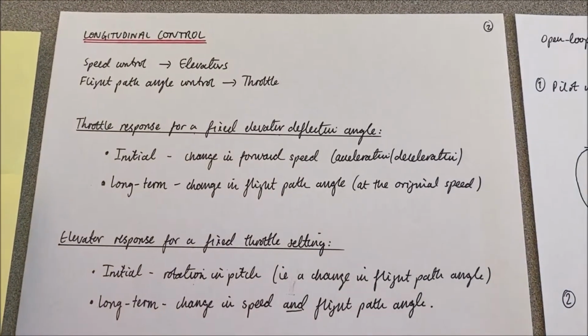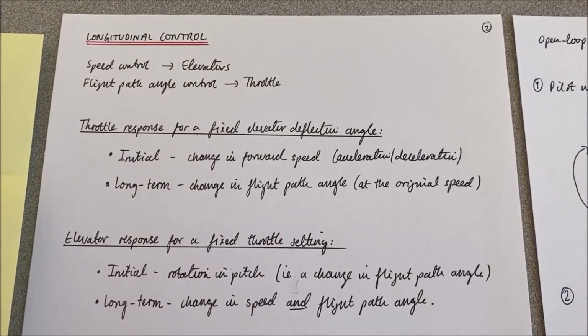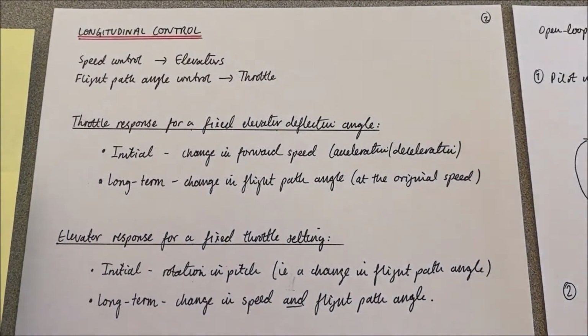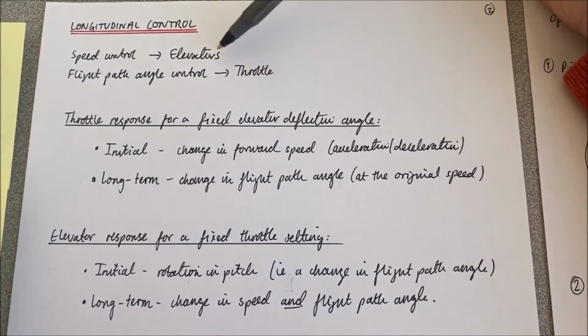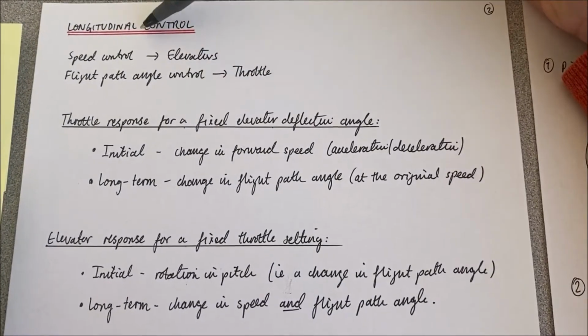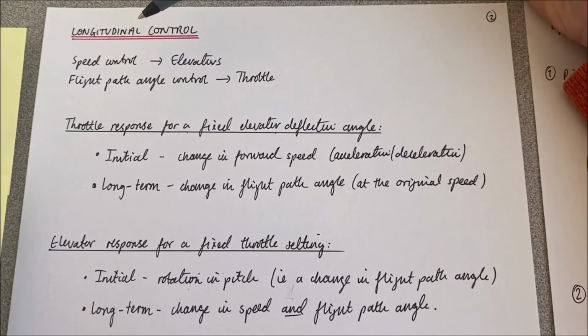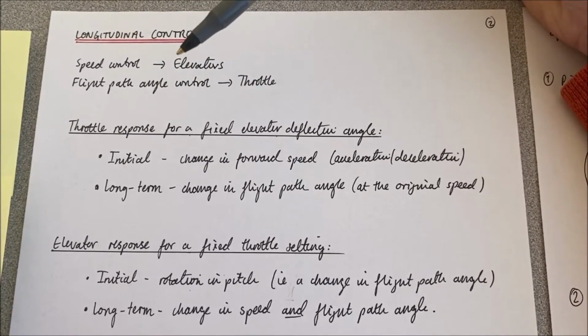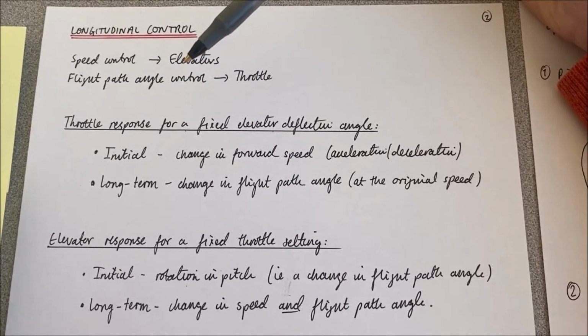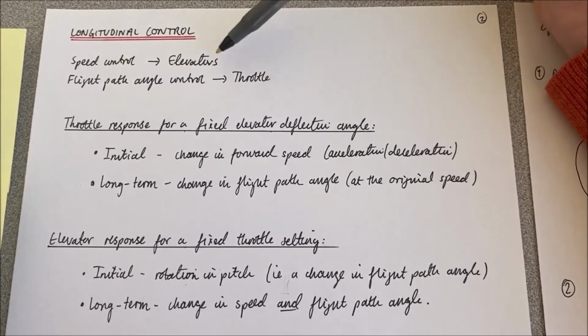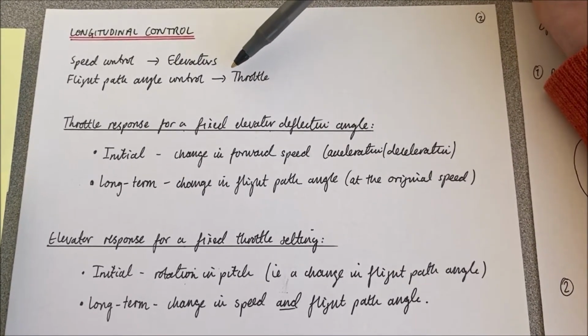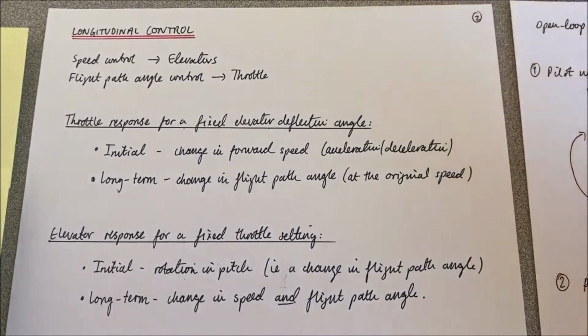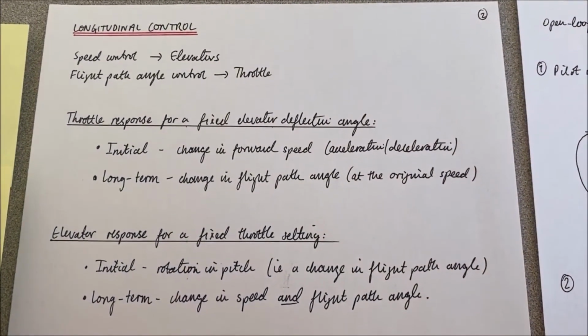So firstly then we will discuss longitudinal control. We have both the elevators and throttle available to us here. The elevators are going to control our speed, and the throttle is going to control our flight path angle. And each of these controls has differing initial and long-term effects.